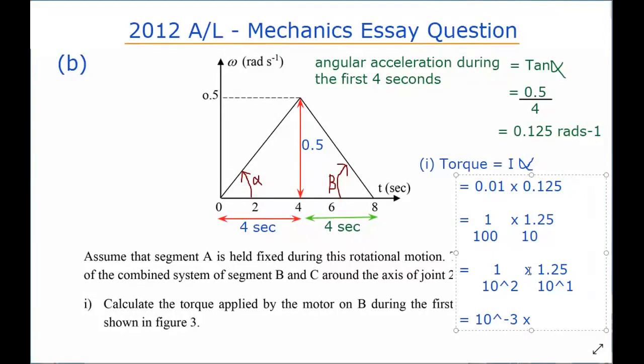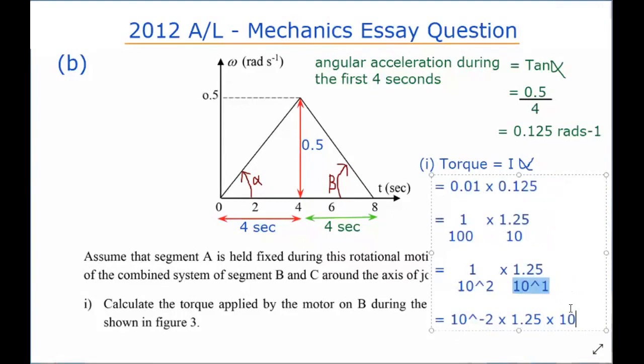Now, are you okay up to this point? 0.01 can be written as 1 over 100. 0.125 can be written as 1.25 divided by 10. 10 means 10 to the power 1. 10 to the power plus 2 comes up as 10 to the power minus 2. Nothing will happen to this 1.25, and this 10 to the power 1 comes up as 10 to the power minus 1.